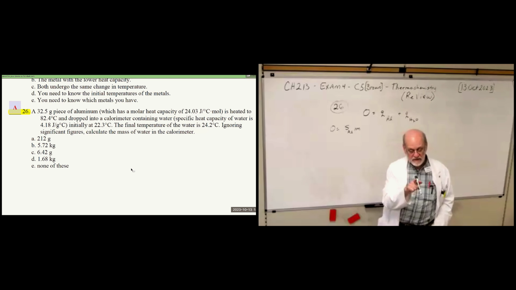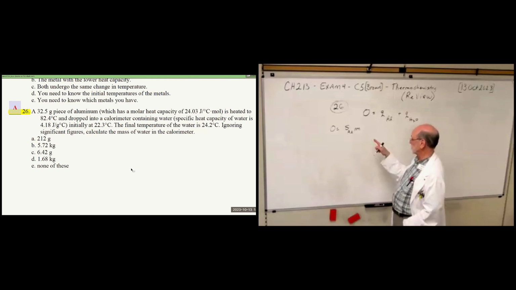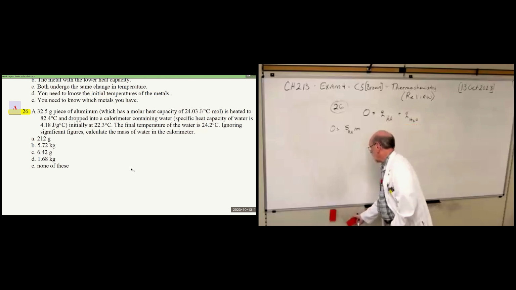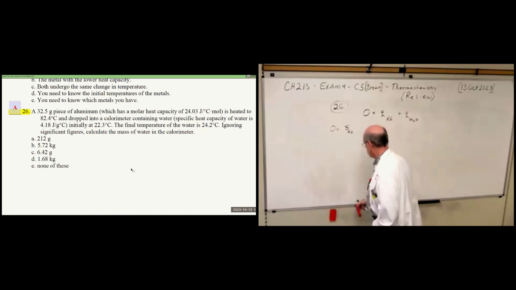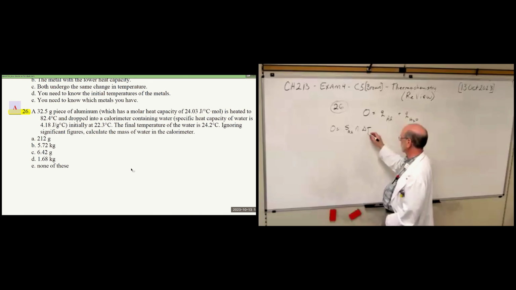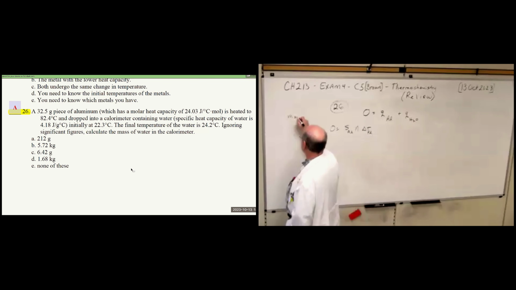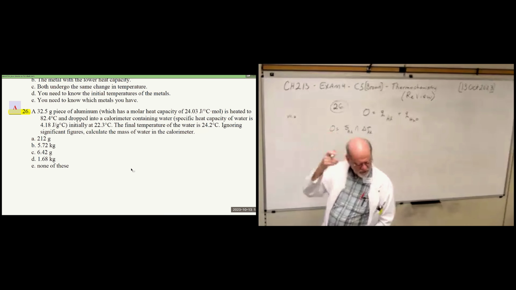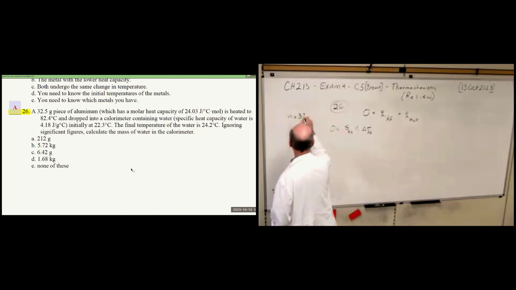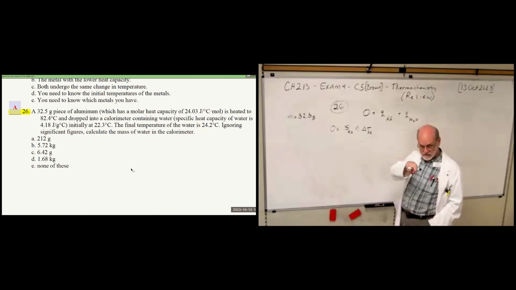Aluminum specific heat is given in terms of moles, so we're going to need moles here for aluminum, and then the change of temperature for aluminum. What's the mass of aluminum? 32.5 grams. So we've got to convert that to moles. Otherwise, we can't use that value that's given in the problem.